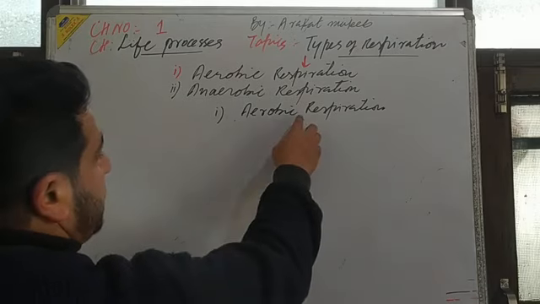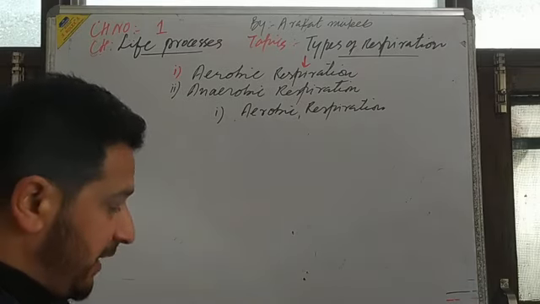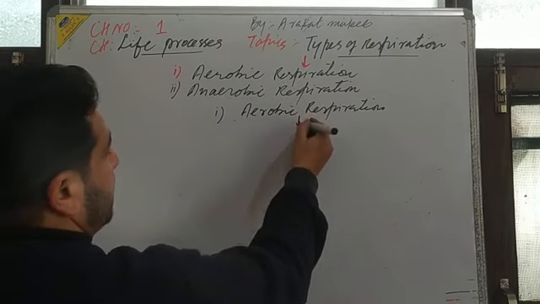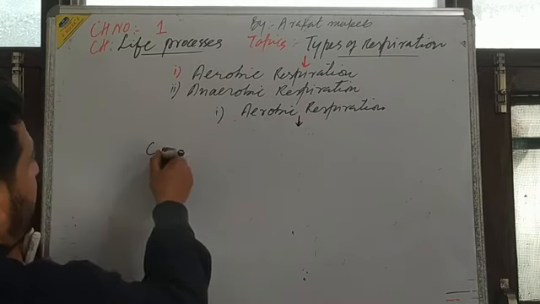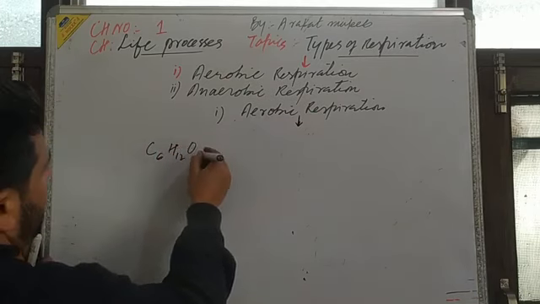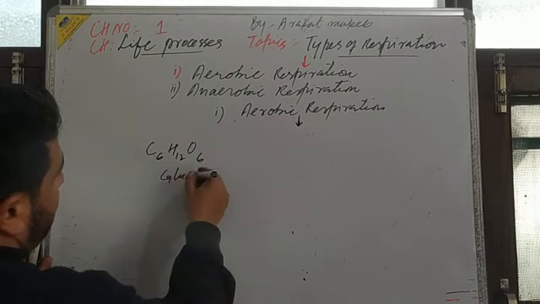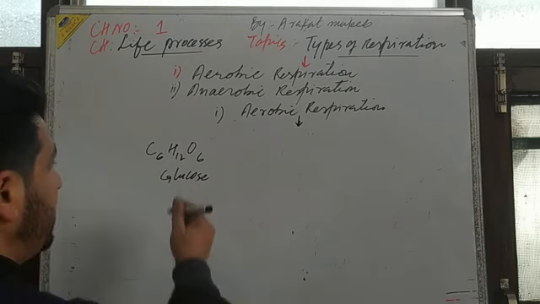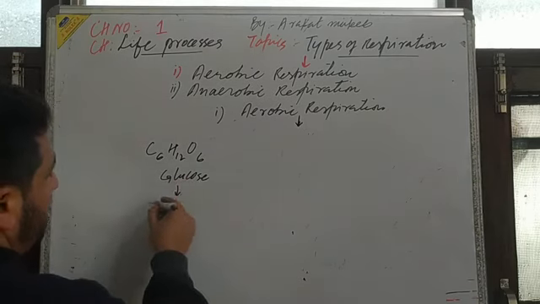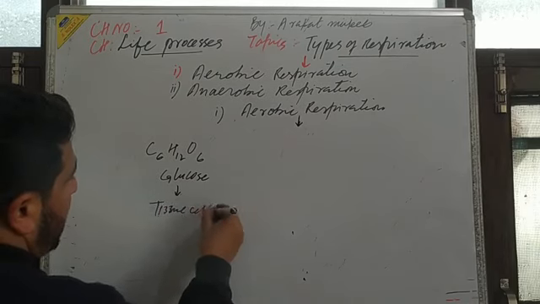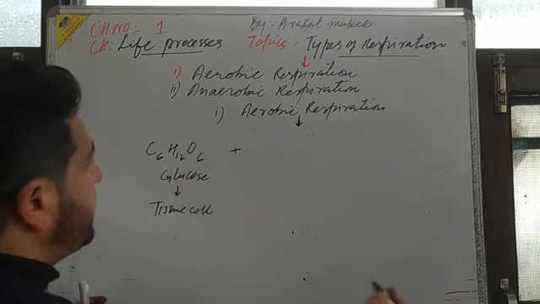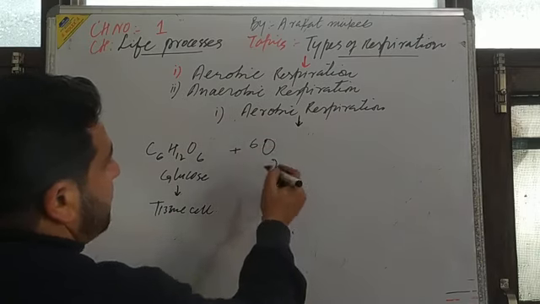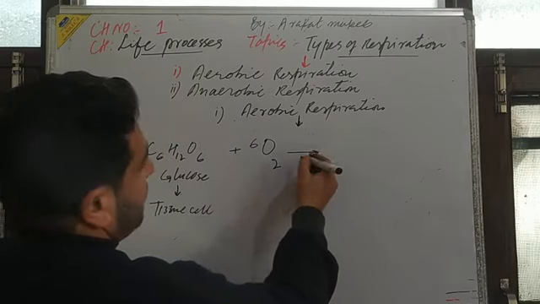Actually, aerobic respiration takes place in the cells, in the tissue cells. Aerobic respiration, what is it? That means when there is food, C6H12O6, the simple food known as glucose. Glucose is a simple carbohydrate. When this glucose reaches the tissue cells, there the atmospheric oxygen also reaches. Here, 6 molecules of oxygen reach. Here they show their respiration.